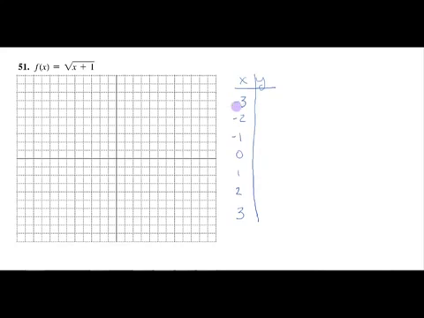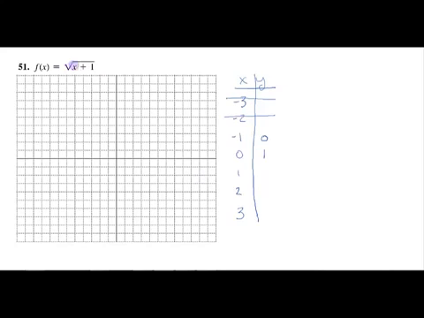So if we try this and I put in a -3, -3 plus 1 is -2, and the square root of -2 is not going to be real, so apparently we can't use that value. If we put in a -2, -2 plus 1 is -1, and then we're taking the square root of a negative number again. So we can't use -2. Let's try -1. -1 plus 1 is 0. And the square root of 0 is fine. It's just 0.